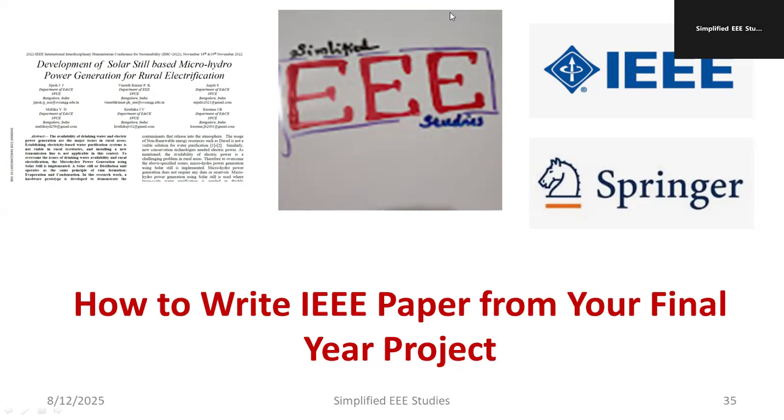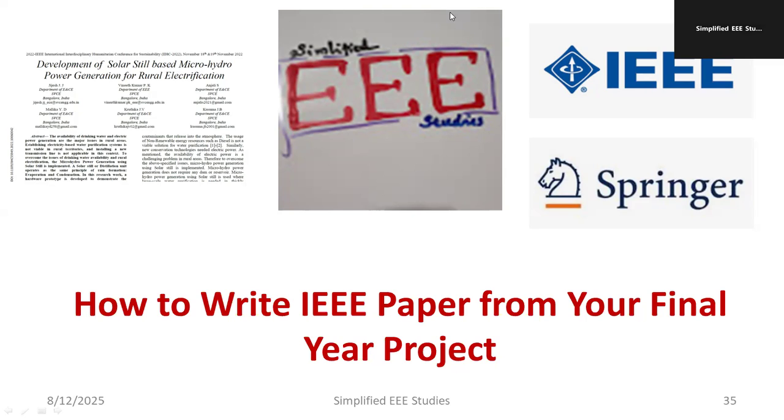Suppose you are applying for higher studies abroad, or appearing for a research associate interview, anyway, you should have publications. So how do you convert your final year or mini project into an IEEE or Springer conference paper? Here I am going to present a short video to give complete tips. How do you convert the entire project work into a published work?